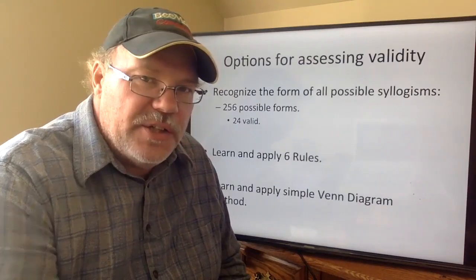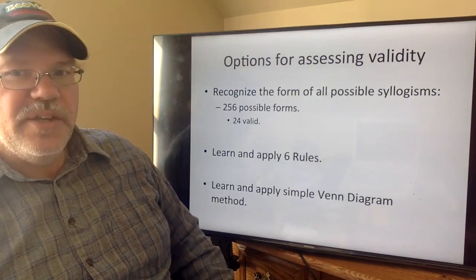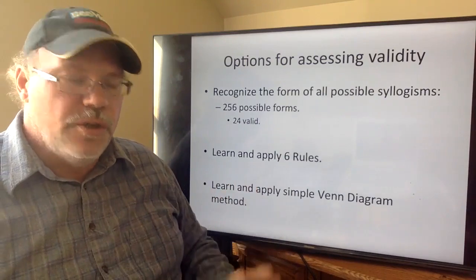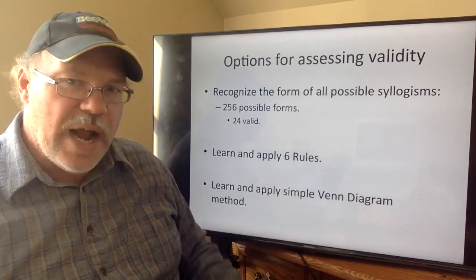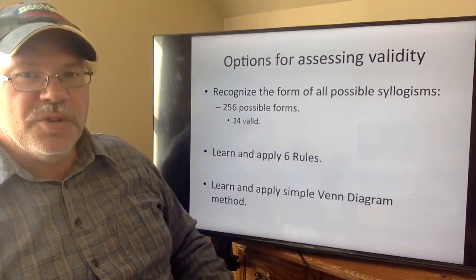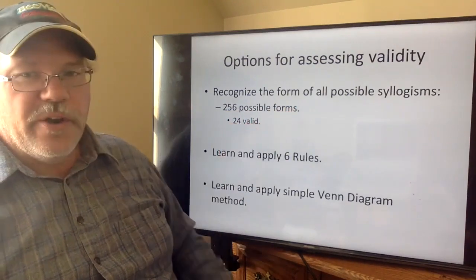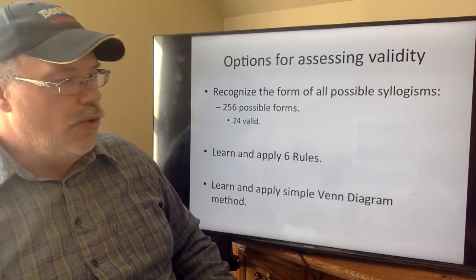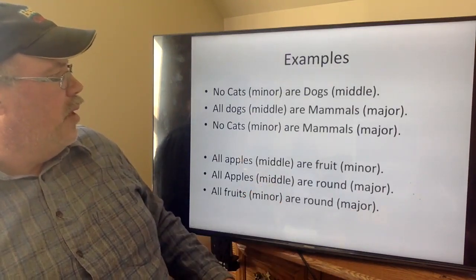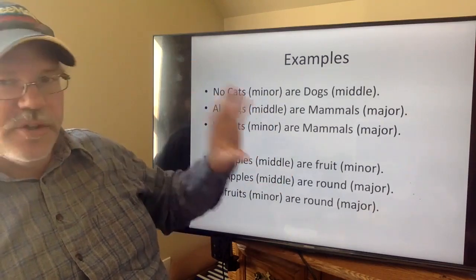So now that we've got that terminology, we've got some options for assessing these arguments. Now, the most traditional, historically the most long practiced form is to actually memorize all 256 possible forms, and especially the 24 that are known to be valid. So you would say, oh, I recognize this form, and I recognize this form, and I know whether they're valid or invalid just by their structure.